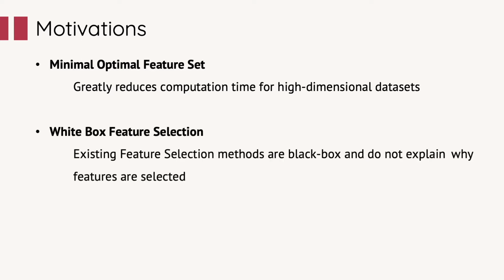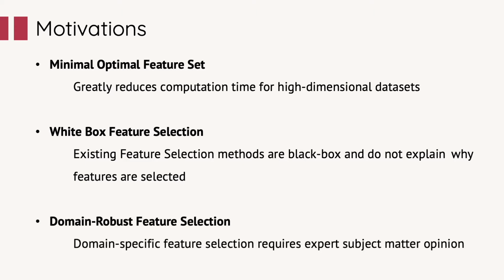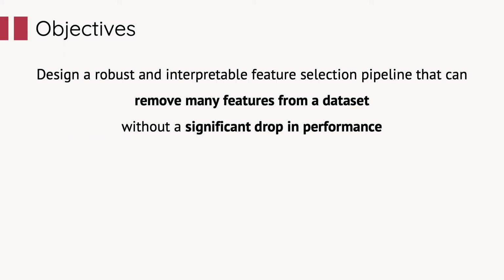We want a feature selection method that is interpretable. Existing feature selection methods such as PCA extract features and combine them to form features not part of the original dataset, making it uninterpretable. End users should know when a feature is selected and why. Automated feature selection methods should be domain robust and able to select relevant features without the input of subject matter experts. Hence, in our project, we aim to build a robust and interpretable feature selection pipeline that can remove many features from a dataset without a significant drop in performance.